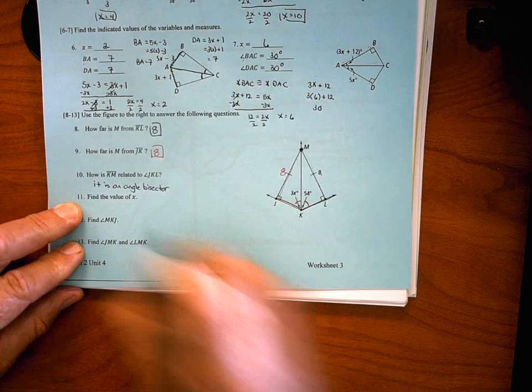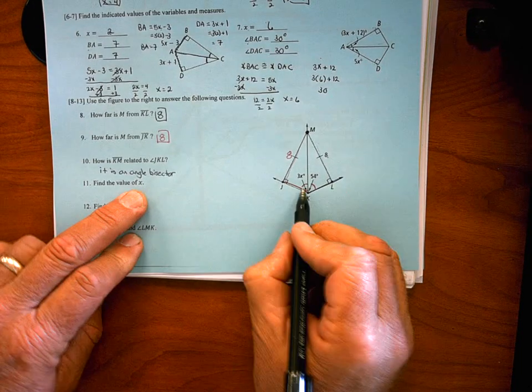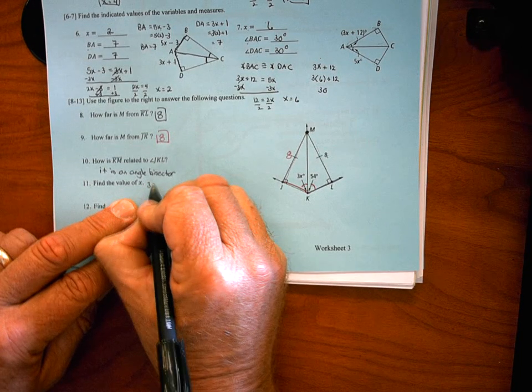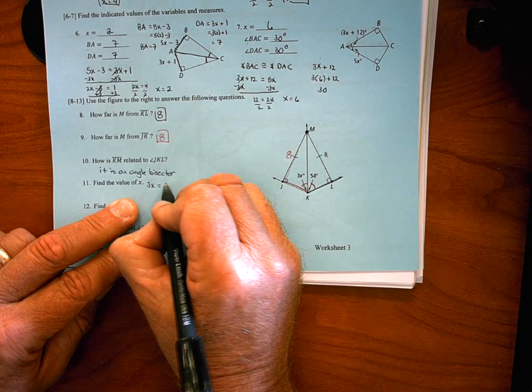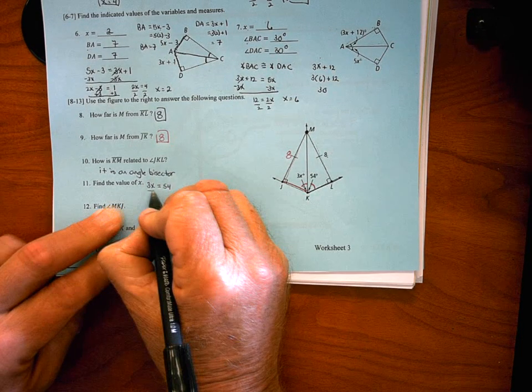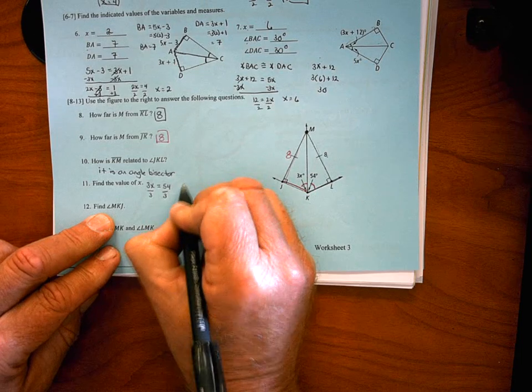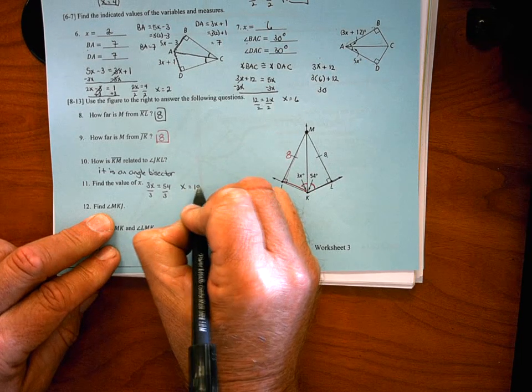Okay, number 11, find the value of x. How am I going to find the value of x? I'm going to take the 3x angle and make it equal to the 54 degree angle because they are the same. Divide both sides by 3. x is equal to 18.